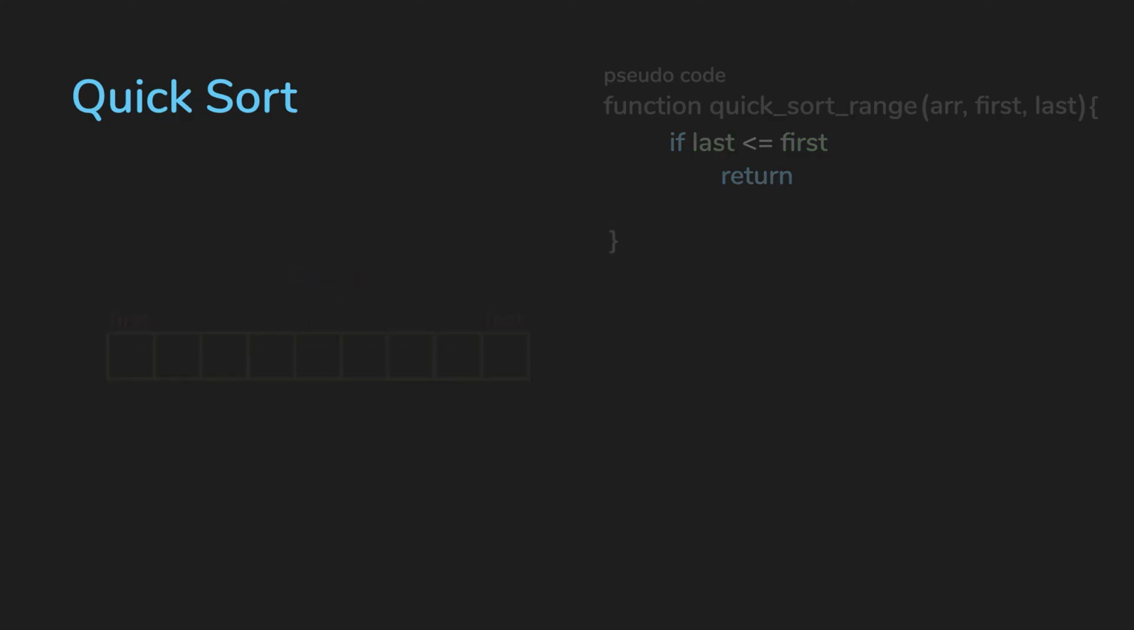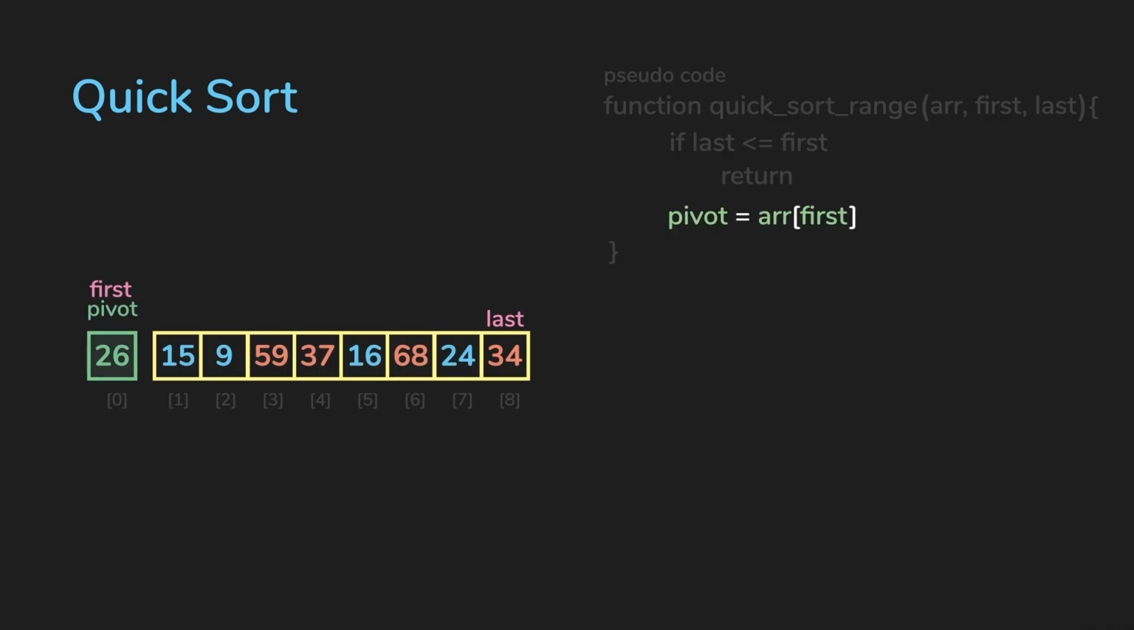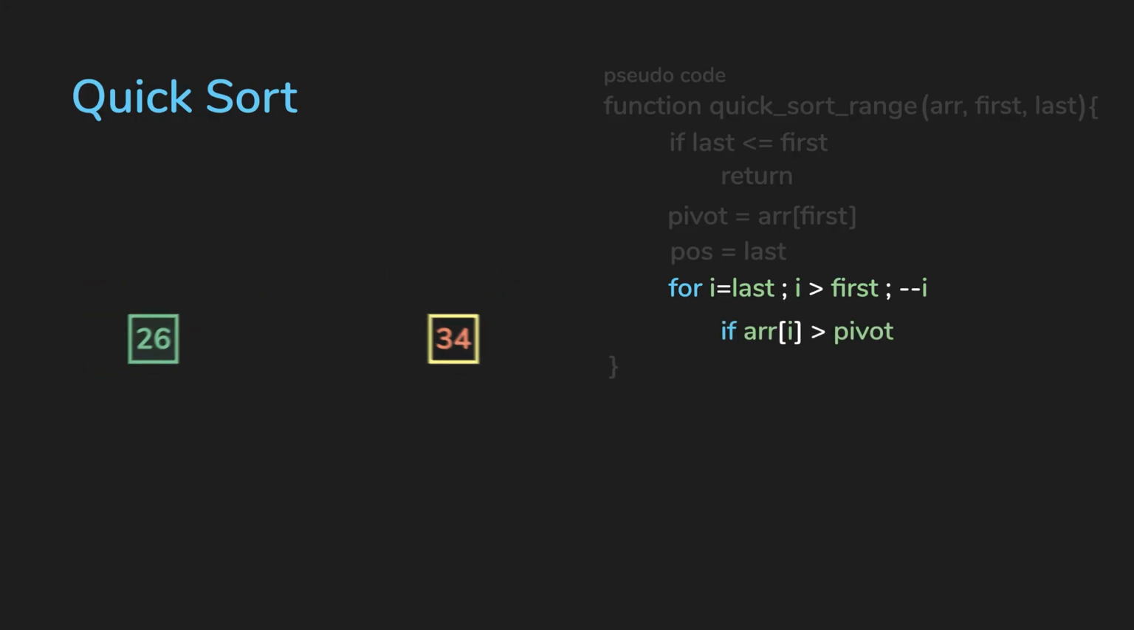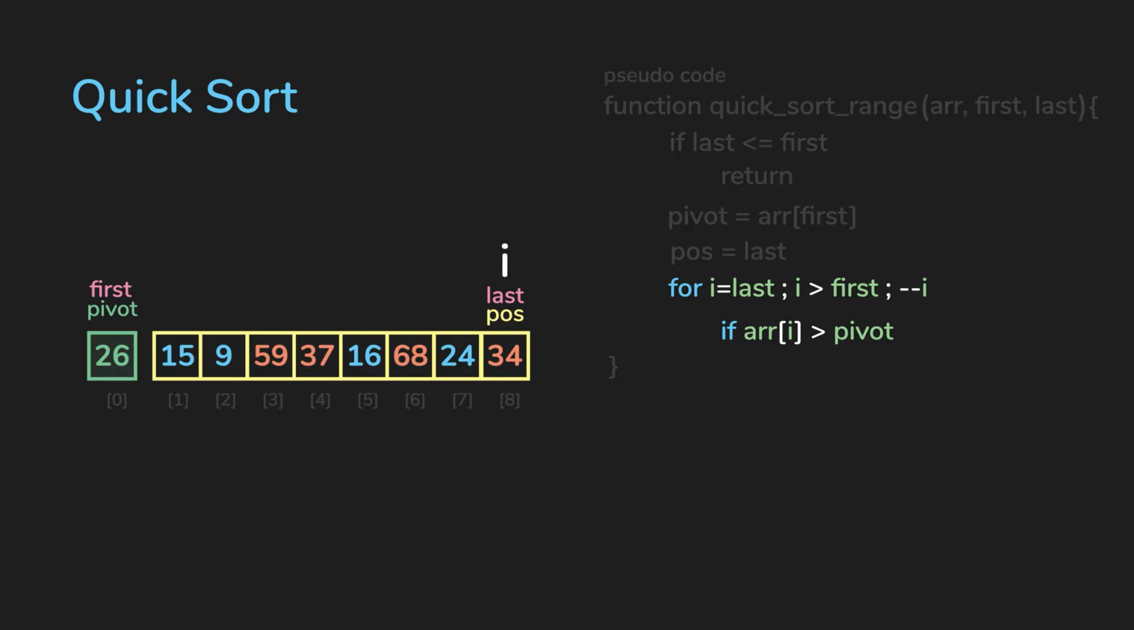Next, we do the partitioning part. First, we choose our pivot to be the first index of our subarray. So in this case, 26 is the pivot. And then we'll define a variable, pos for position, to determine where to put the elements that will be larger than our pivot. We'll start from the end of the subarray. For the partition, all we do is go through the whole subarray, excluding the pivot, by iterating from the last element. If the element at i is bigger than the pivot, we'll move it to the back by swapping with pos. And then we decrease pos by 1.